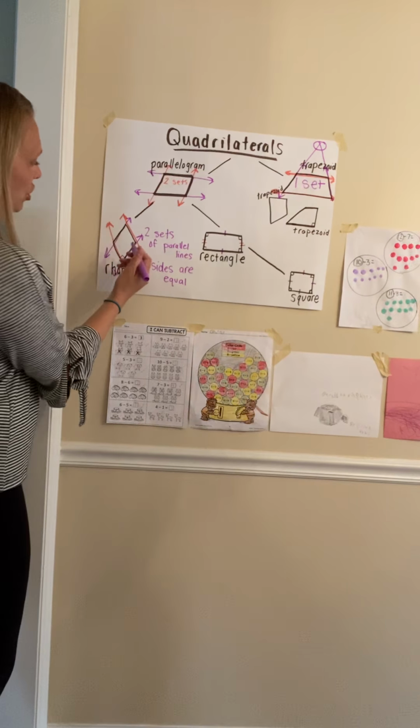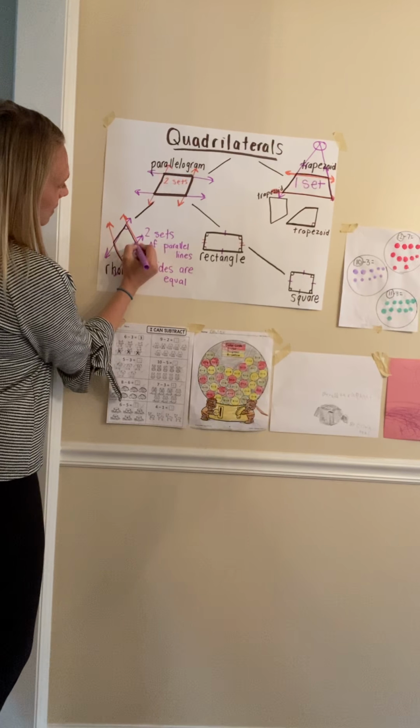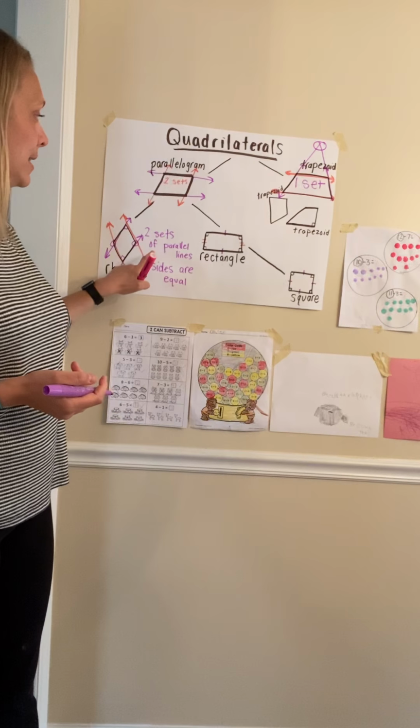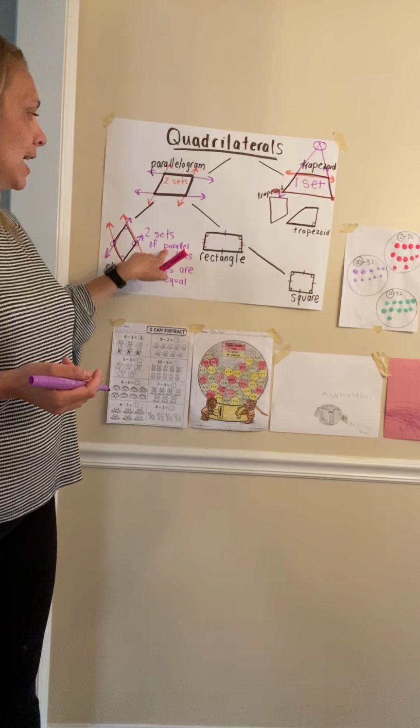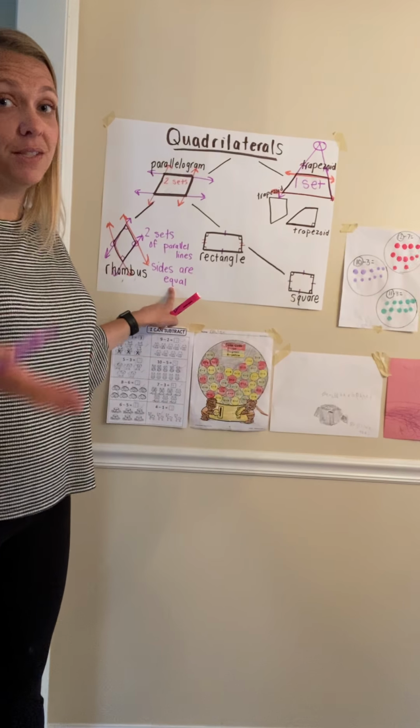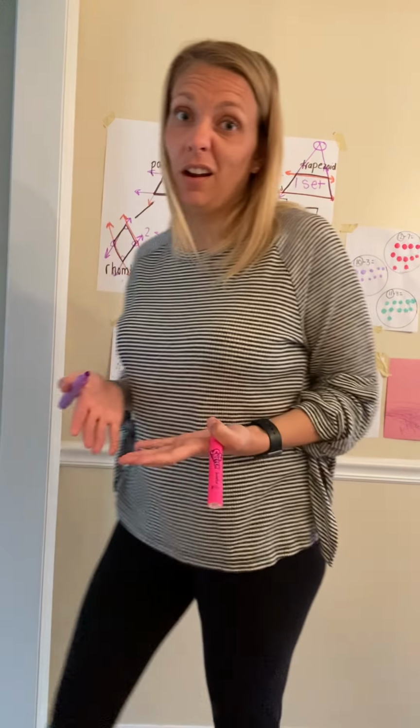I've got a bunch. These are acute angles, and these are obtuse angles. So there are no right angles. So a rhombus is two sets of parallel lines. The sides are equal, but there are no right angles. And once you discover that, then you can stop right there.